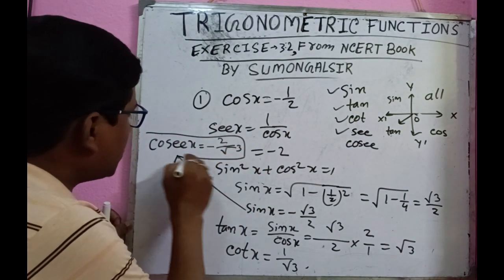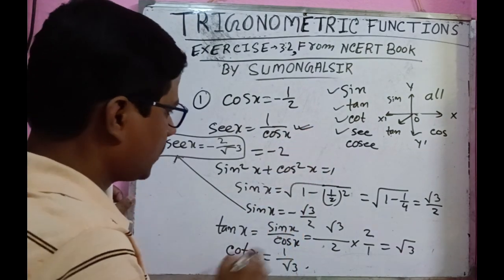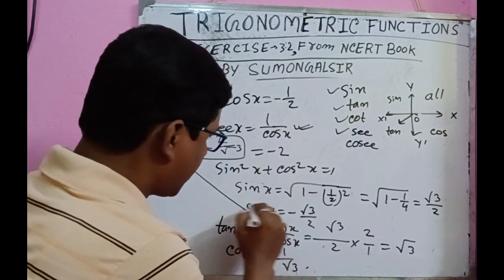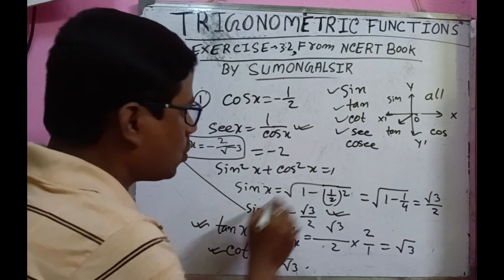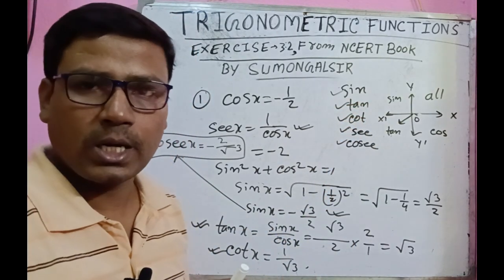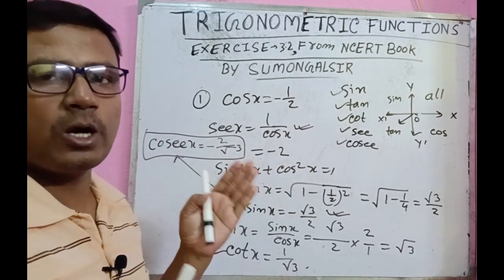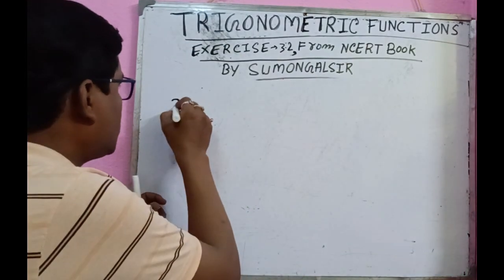So cosec is done, sec is done, sin is done, tan is done and cot is done. So all of these are done. Okay, so this is the completion of the first. Now we move to the second.